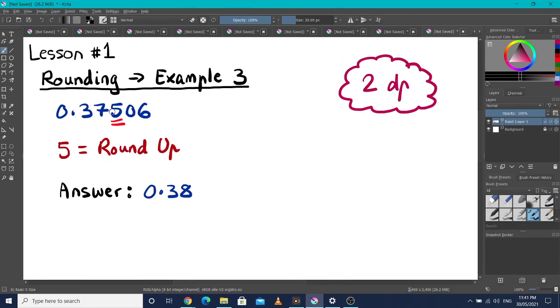Example number 3, with the numbers being 0.37506. As the number in the third place is a 5, we are going to round up. As I said, when we round up, the number in the second place goes up by 1. So your answer will be 0.38.